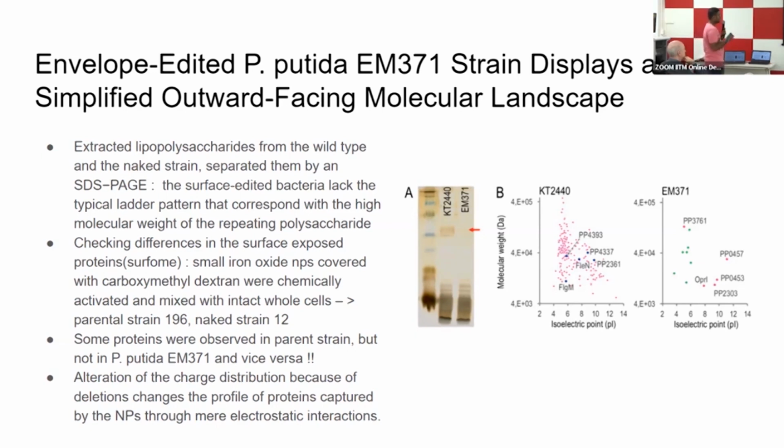So how is this possible? The paper states that because they are using iron oxide nanoparticles, the charge distribution is changing, so some of the proteins are present in one but not the other.